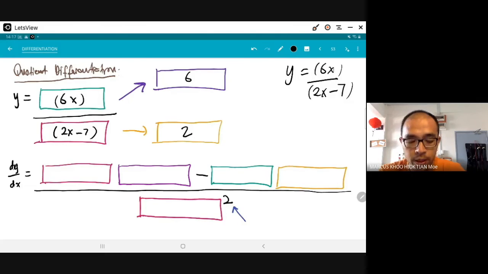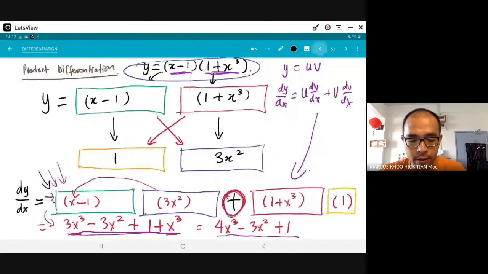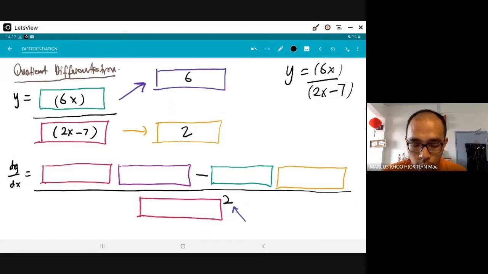Now, the difficult thing about this quotient differentiation is the template cannot be changed. Okay, the template is very important. For the product, even if you mix them up, let's say for example green and blue here, you put them at the back and then the red and yellow you put in front, no problem. But for quotient differentiation you cannot change it as you like. Okay, so pay very special attention to this.